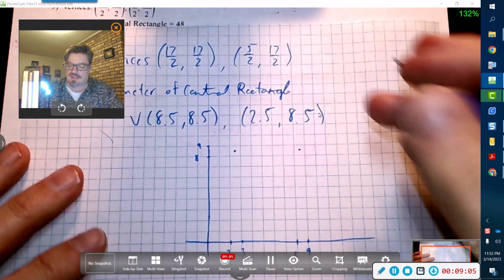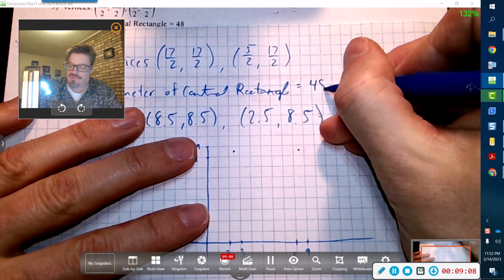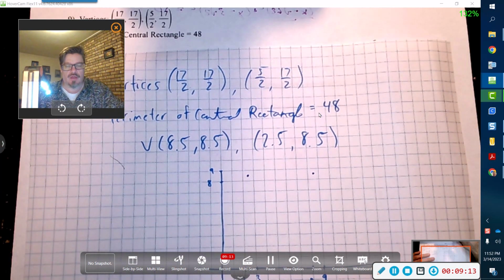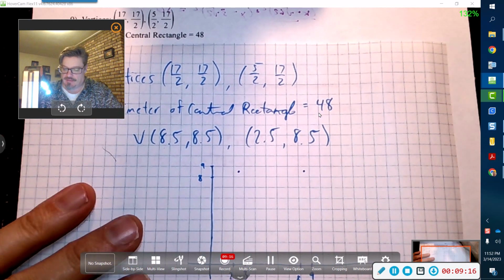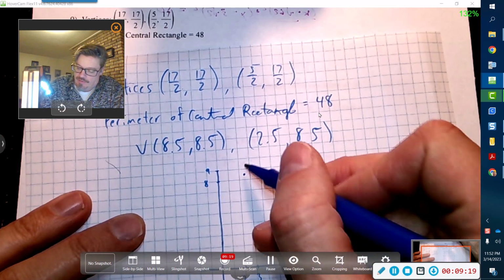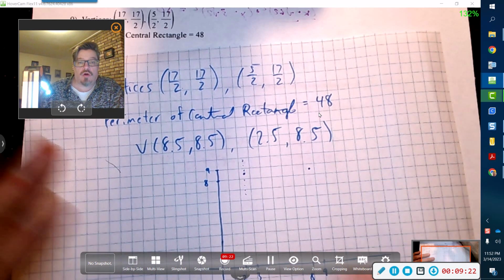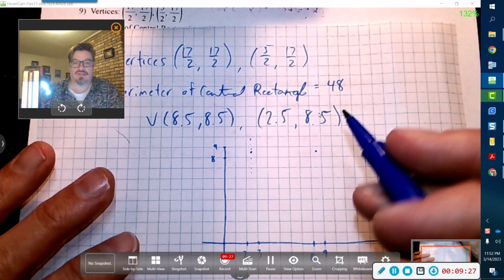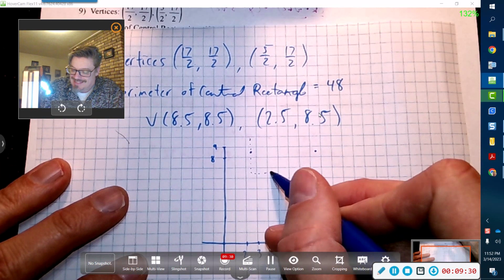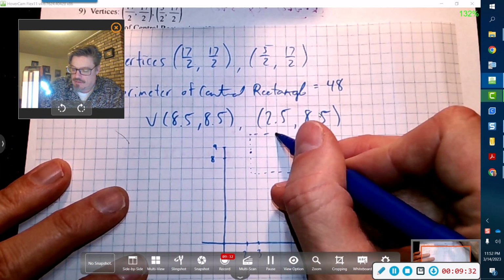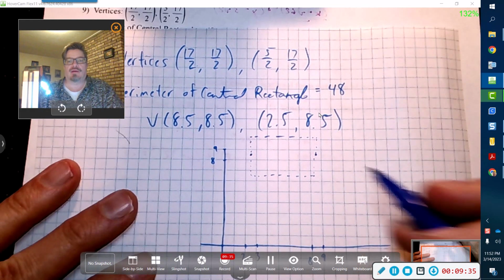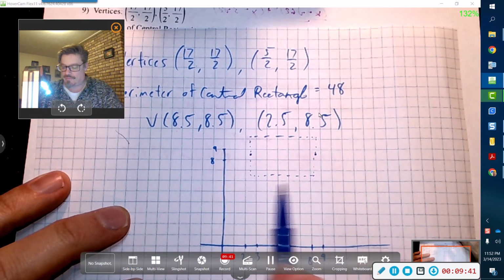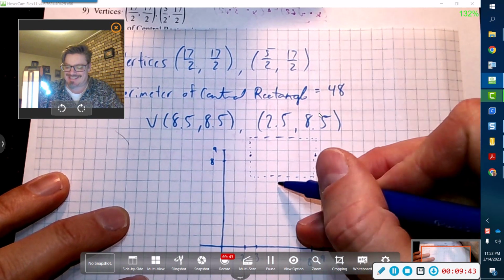Now, they said that the perimeter of the central rectangle is actually 48. Right here, that's given information. Now I don't know how high or how low this thing goes. I just know that the perimeter of this central rectangle is 48. So I do know that this distance, though, is given. Now I'm drawing a dotted box because I don't know how tall it is. But I do know that this distance from 2.5 to 8.5 is 6.